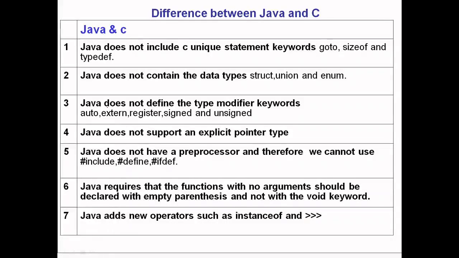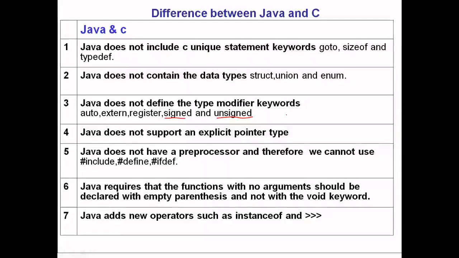The next difference is Java does not define the type modifier keywords like auto, extern, register, signed, and unsigned. Even those keywords are not part of Java. You might have used some of those keywords in C programming language. You might have used signed and unsigned. So signed and unsigned keywords are used to define variables with sign or without sign.